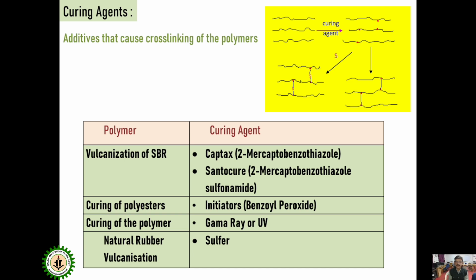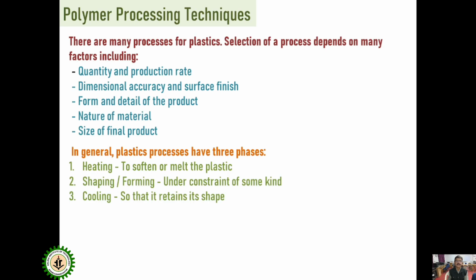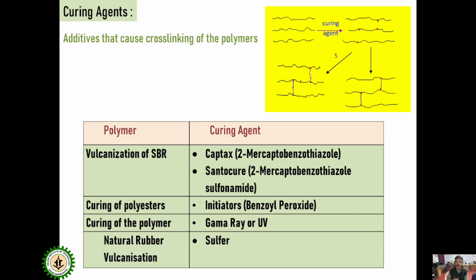For vulcanization of styrene butadiene rubber, a curing agent is used, such as Captex and Centocure. For curing of polyester, benzoyl peroxide is the initiator. Actually, their role is making the bond between two molecules. For natural rubber, sulfur is the most common cross-linker or curing agent. So these are the main polymer compounding ingredients.